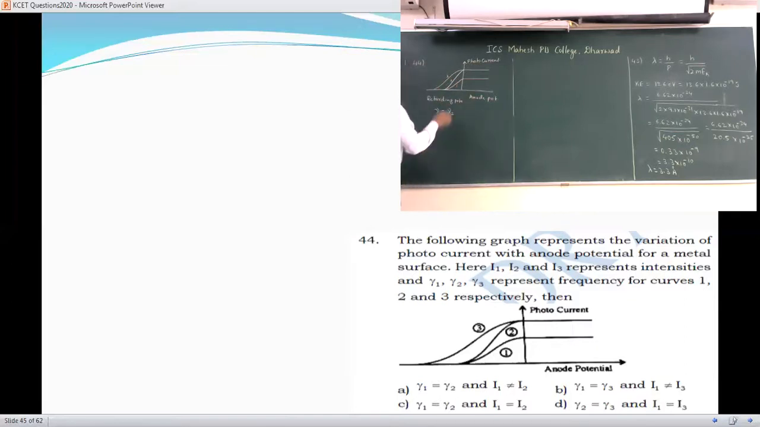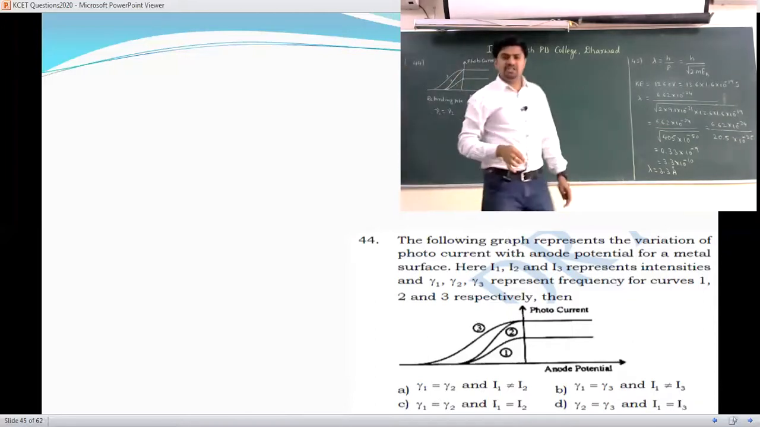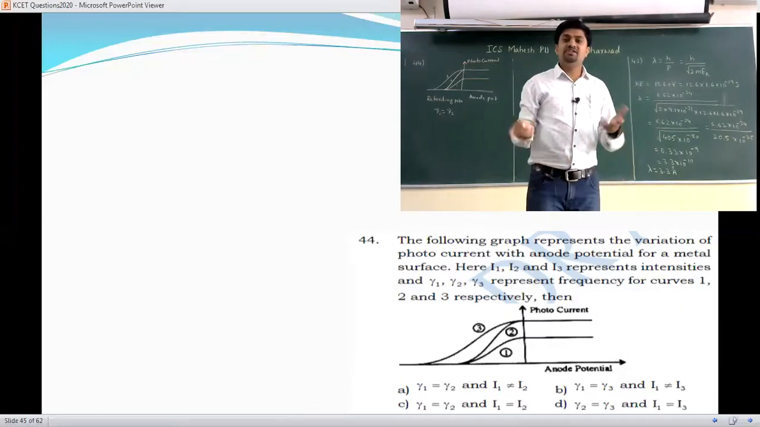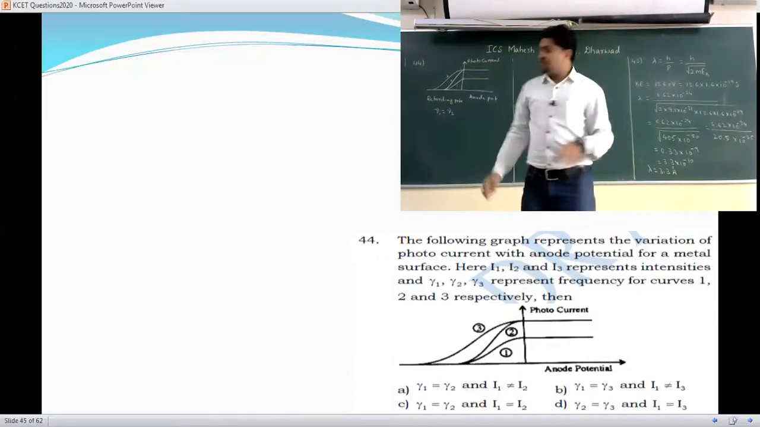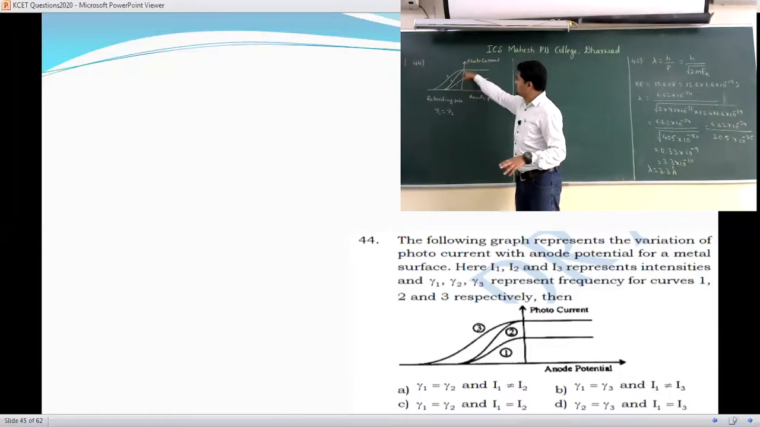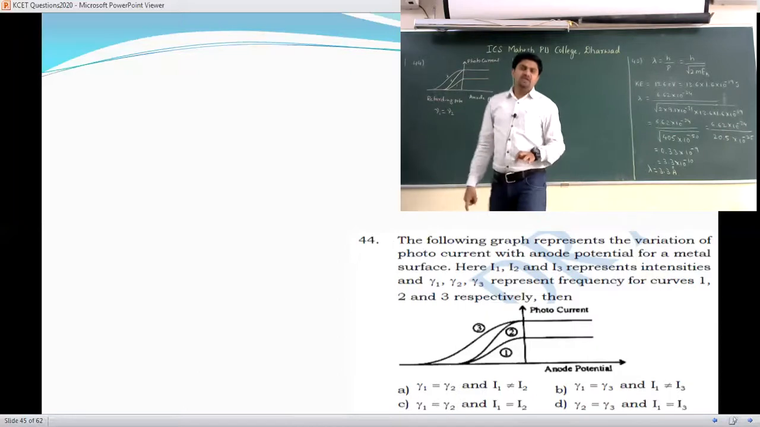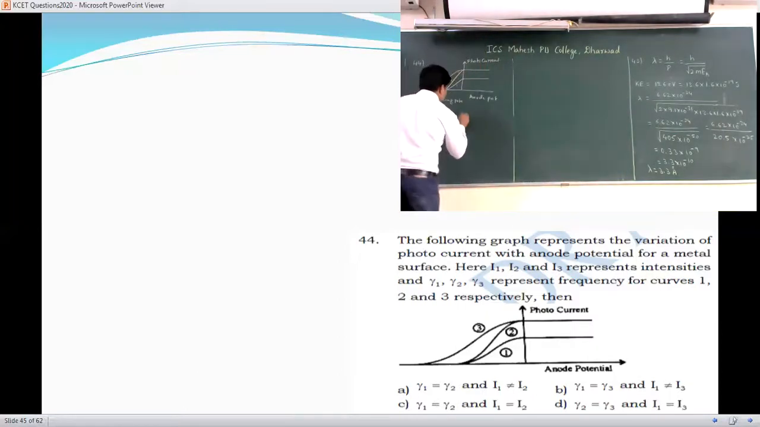Now, if you observe the photocurrent of 1 and 2, photocurrent 1 is here, photocurrent 2 is here. So it means that photocurrents are different. Photocurrent is different means what about the intensity? Intensity may not be same. If both were reaching the same point, then intensity is same, but both are not at the same point. That's why intensity is not same. So you can say that I1 is not equal to I2.